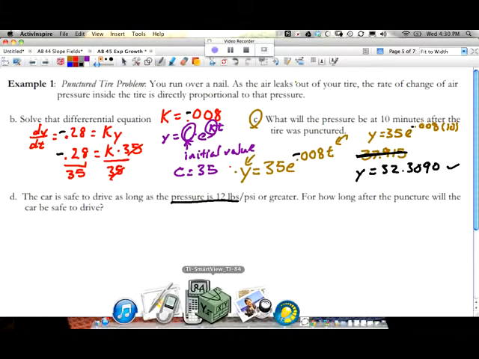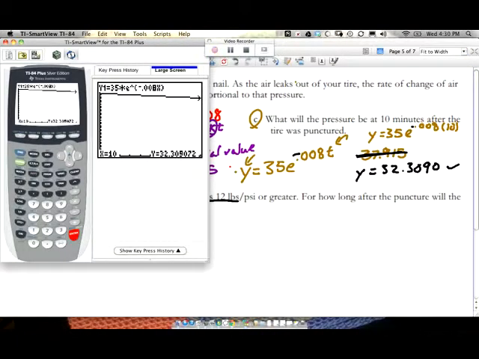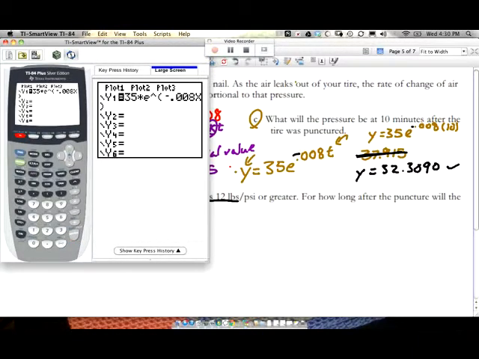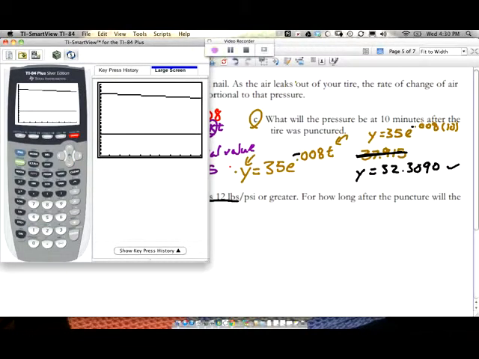Okay, so what I want to do now is graph another line in here. So I'm going to go to y equals, and I want to graph the line 12, because as long as I'm above that value, then I'm good. If I take a look at this graph, I am above this value, no problem. Nail in my tire, no problem. But it looks like it'll eventually go down.